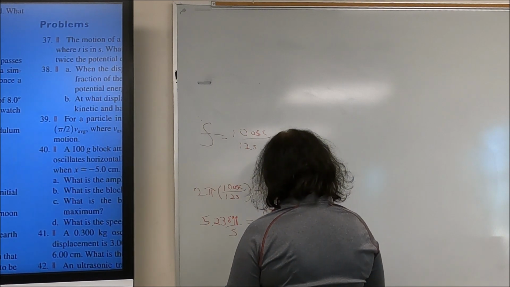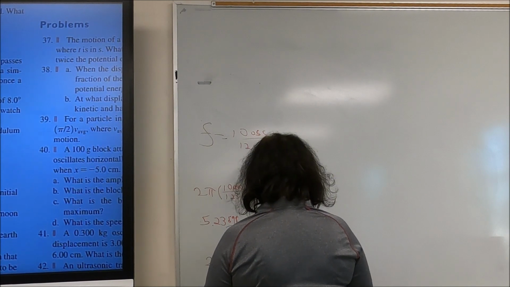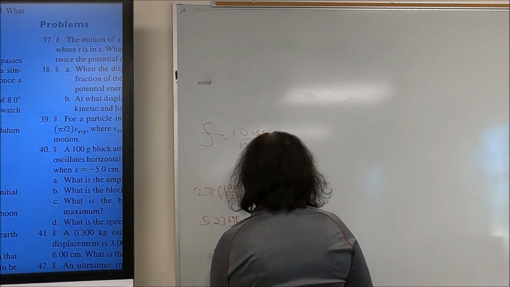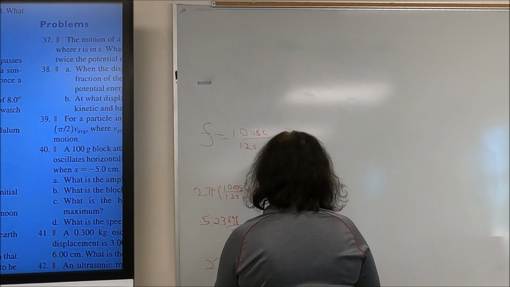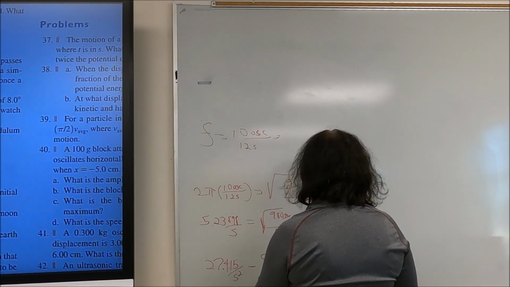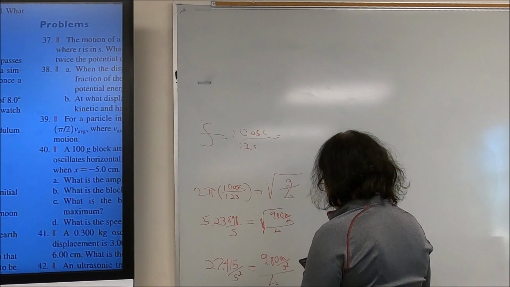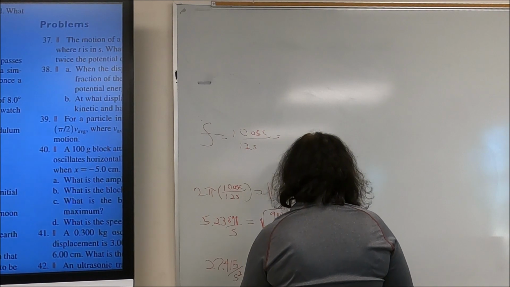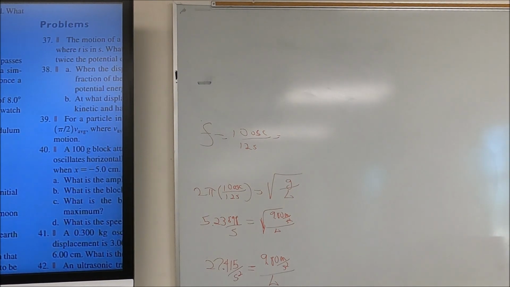And I've got to square that. So I have 5.23598 squared. Okay, that looks better. 27.415 over second squared is equal to 9.80 meters per second squared over L. Solving for L, I get 0.357 meters. Okay, so pendulum problems should be real easy.